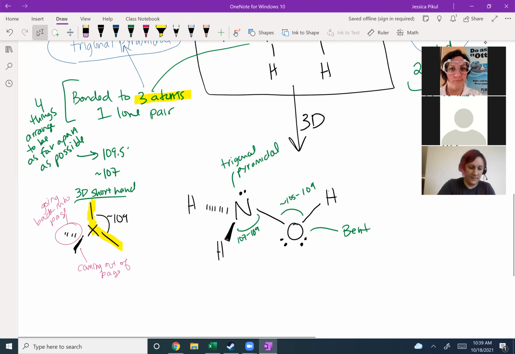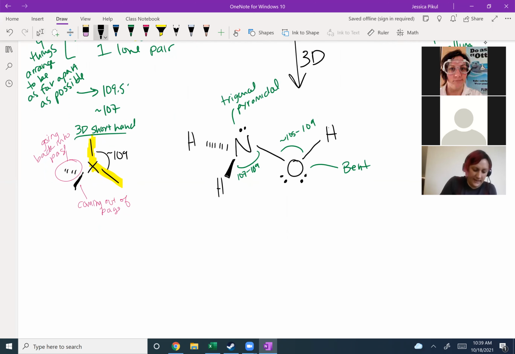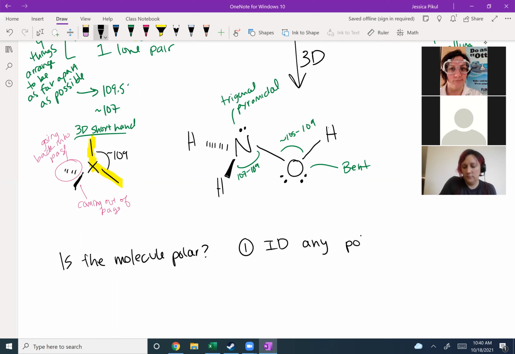So this next step here we'll call assessing polarity. For polarity, what that means is: is the molecule polar? For this, first we need to identify any polar bonds. Any polar bond is going to have an electronegativity difference greater than or equal to 0.5, but also less than 2.0.